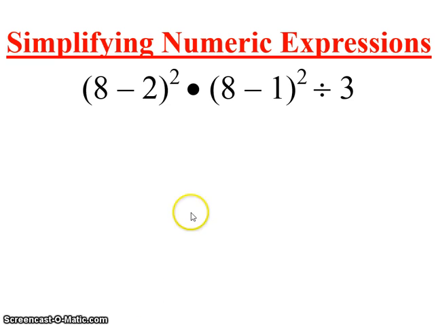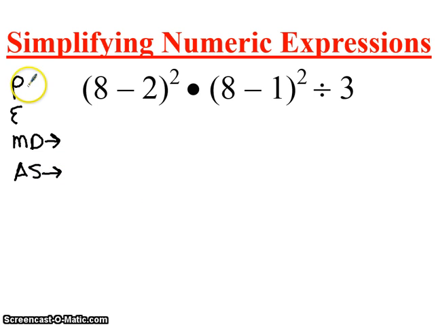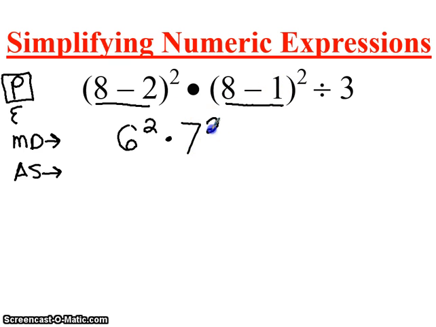So let's practice simplifying numeric expressions. I'm going to write over here a little checklist that will help us, and we'll answer yes or no questions using this checklist. So, do we have any parentheses? And you would answer yes. We have two sets. Because these two sets are separated by multiplication, we can do both of them at once. 8 minus 2 is 6. We have 6 squared times 8 minus 1, which is 7 squared, divided by 3.